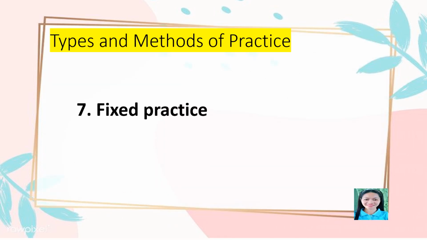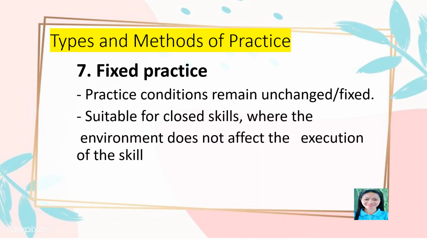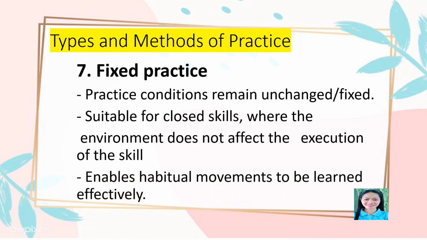Number 7 is fixed practice. In fixed practice, conditions remain unchanged or fixed, suitable for closed skills where the environment does not affect the execution of the skill, and it enables habitual movements to be learned effectively. Fixed practice is when the whole movement of a skill is repeatedly practiced in the same way so it becomes learned. The skill is not broken down into smaller parts.